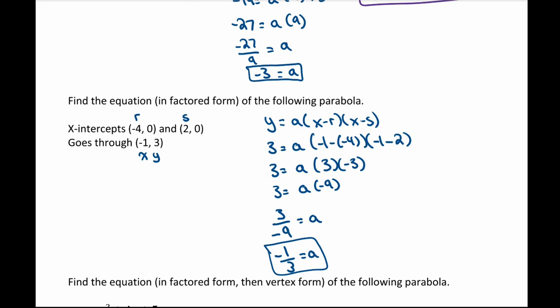Now that I have my a value, I can write out my final form, or factored form, so y equals -1 over 3, because that's my a value, times x minus r, so x minus -4, which becomes x plus 4, times x minus s, which is 2. Now this becomes my final equation.